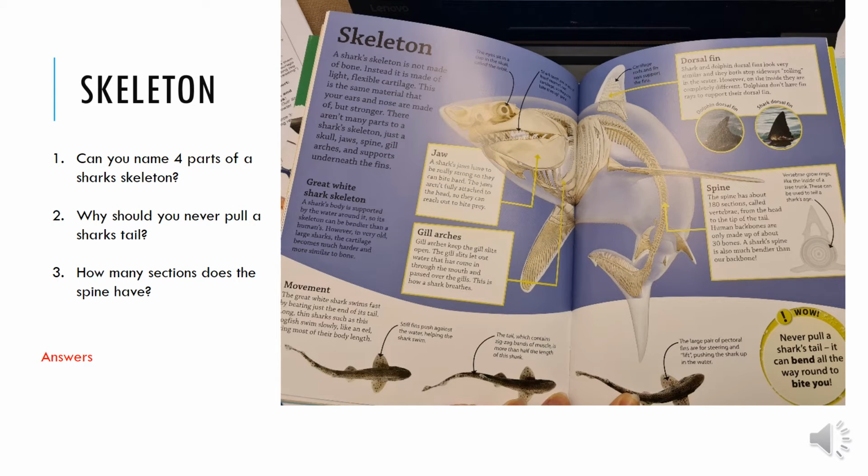So, answers. Can you name 4 parts of a shark skeleton? You can have the jaw, the gill arches, the dorsal fin and the spine. Why should you never pull a shark's tail? Because it can bend all the way around to bite you. And how many sections does the spine of a shark have? It has 180 sections about.